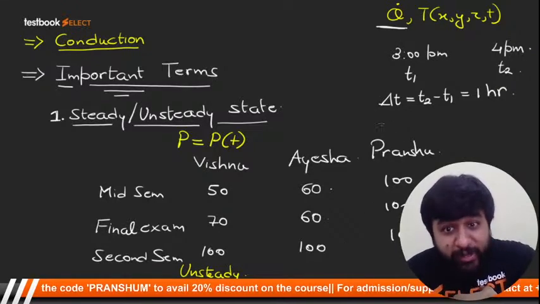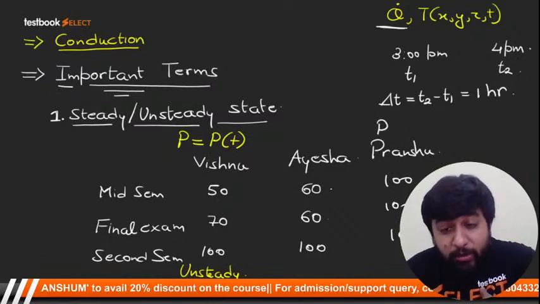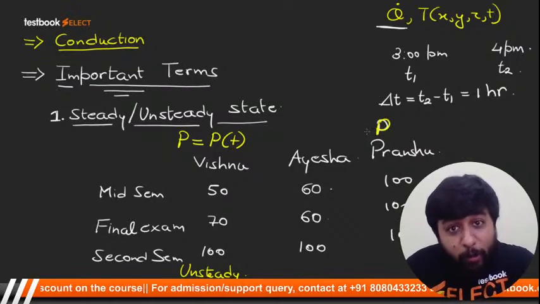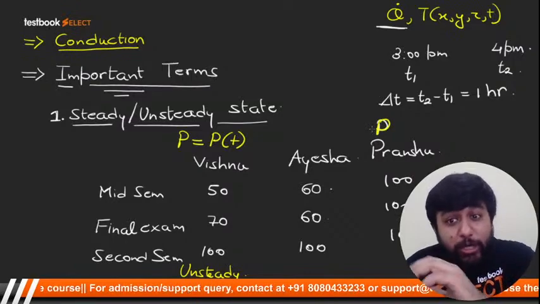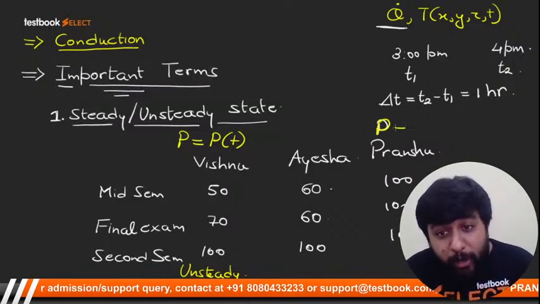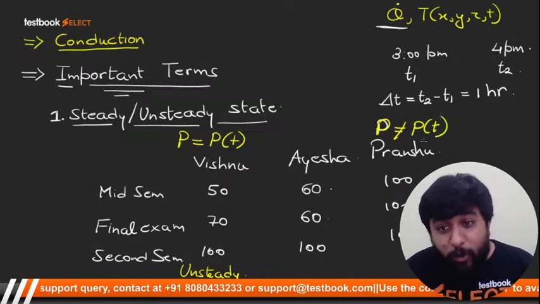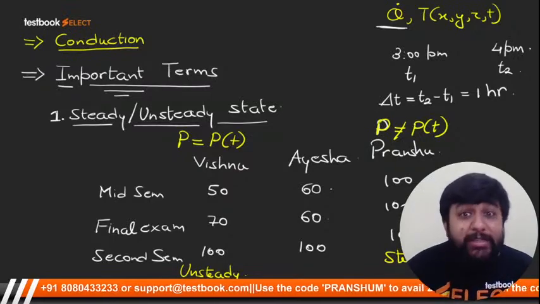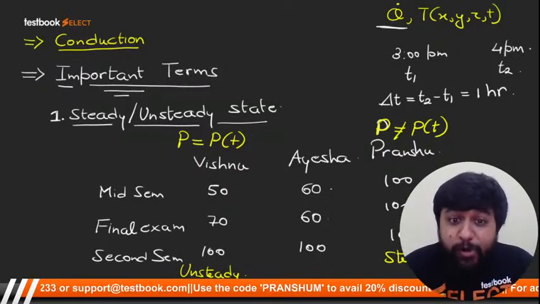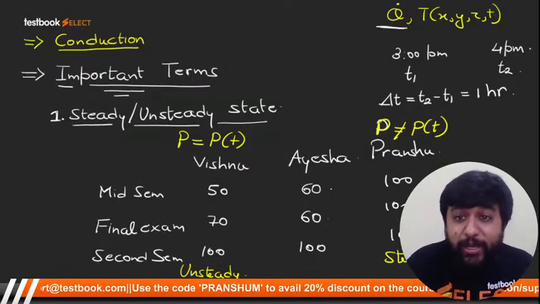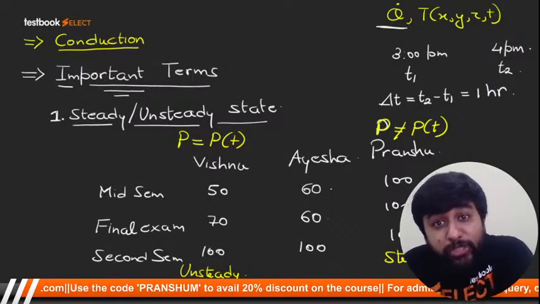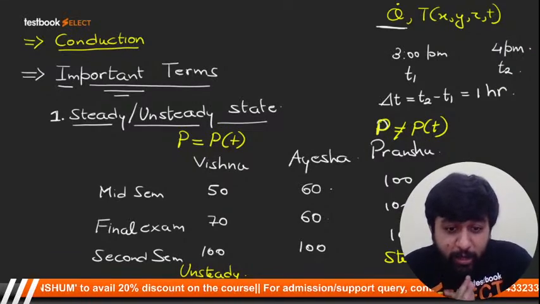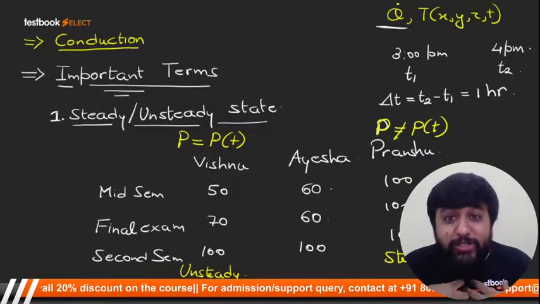Now if someone checks the value of property for Pranshu, it is always the same. It is not changing with time. So the property is not a function of time. This will be called steady state. So when the value of property changes with time, it is unsteady. When the value of property does not change with time and remains constant, it is called steady.